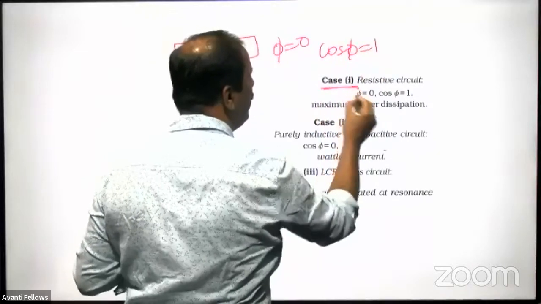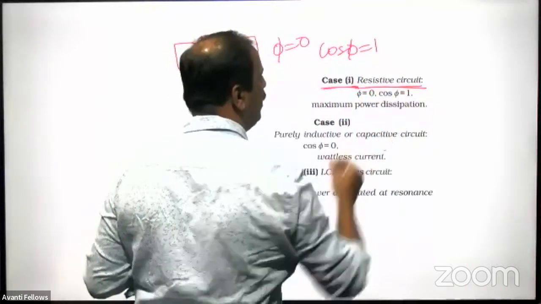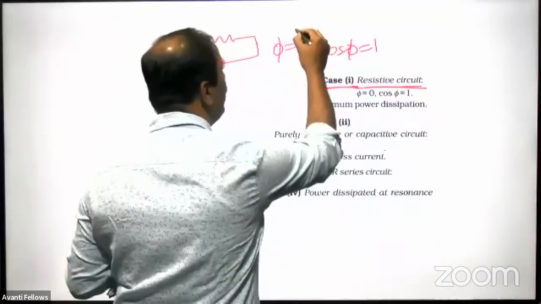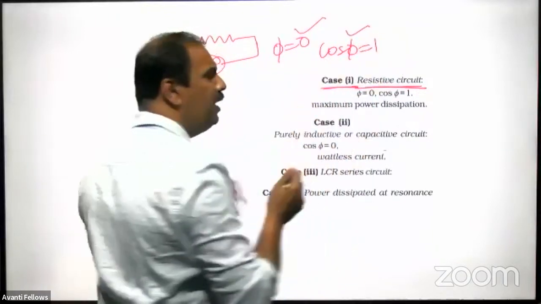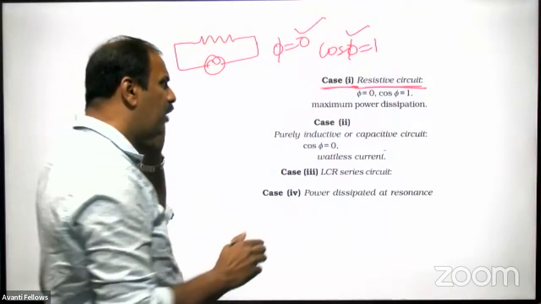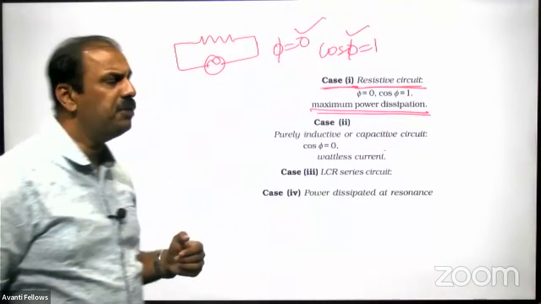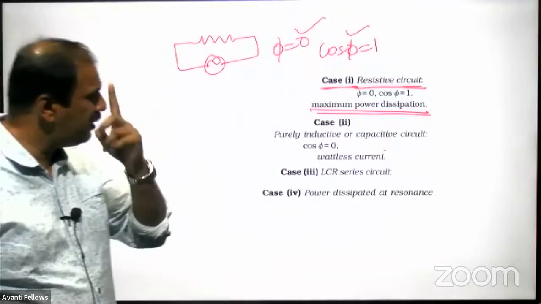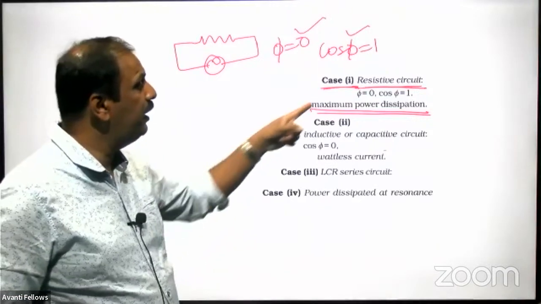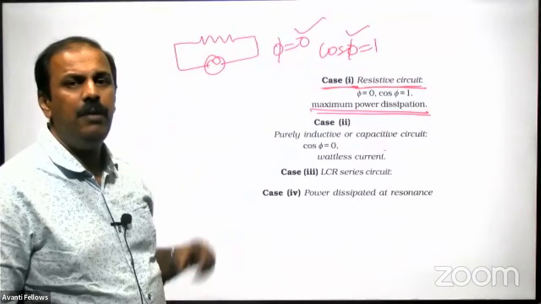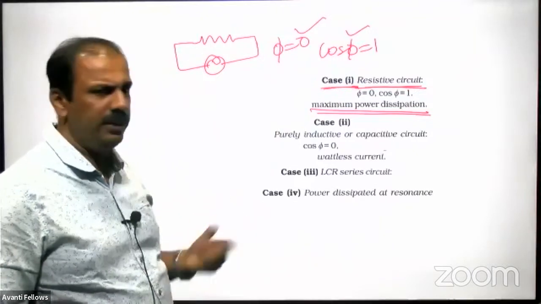So case 1 is a pure resistive circuit, the phi is equal to 0, cos phi is equal to 1. So no issue at all. So we have the maximum power dissipation. The maximum power dissipation will happen in a pure resistive circuit, no doubt in that.